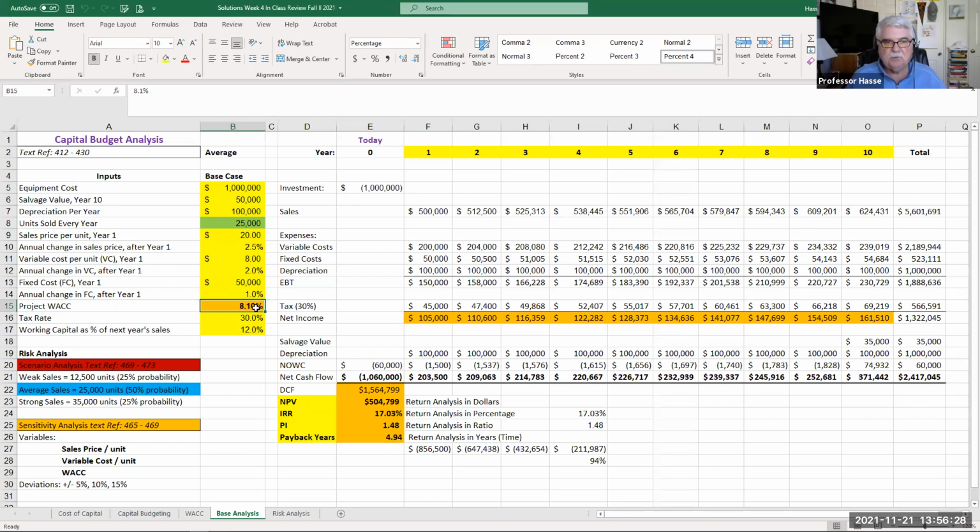This is a 10-year depreciable life analysis for an investment of $1 million with a working capital rate of 12% and a tax rate of 30%, and we did this analysis in our Friday update video. This is called the base analysis. We determined the return in dollars, net present value, return in percentage, internal rate of return, return in a ratio, the profitability index, and return in years, time, 4.94 years.